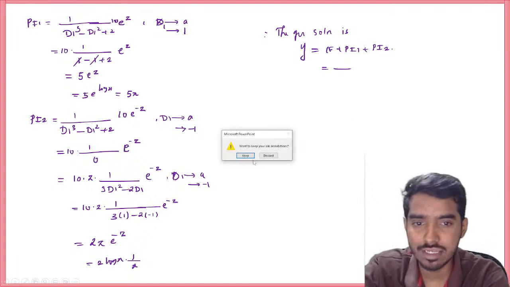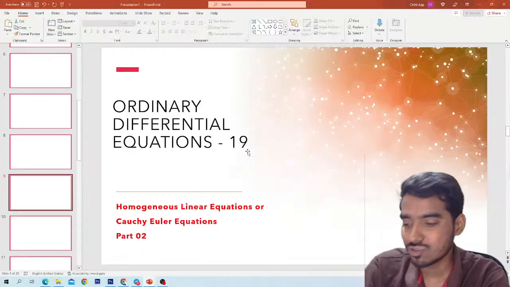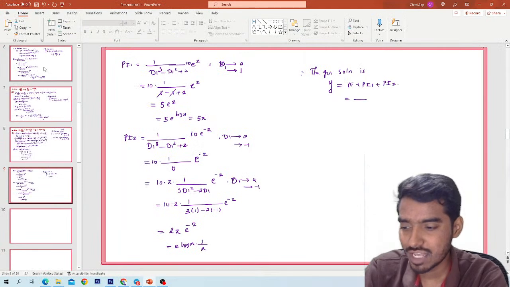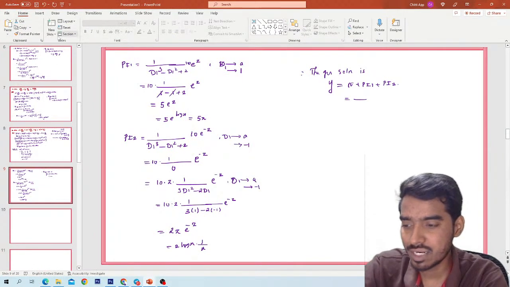Okay. Actually, there is heavy rain outside, so I just saved this. Actually, it is summer time in Chennai, but we are getting rain here.